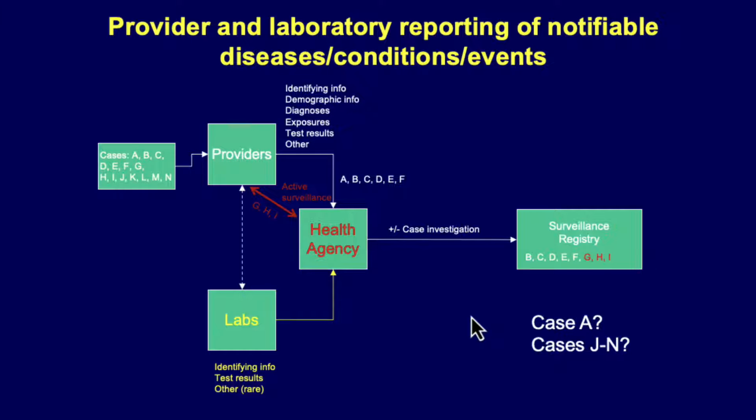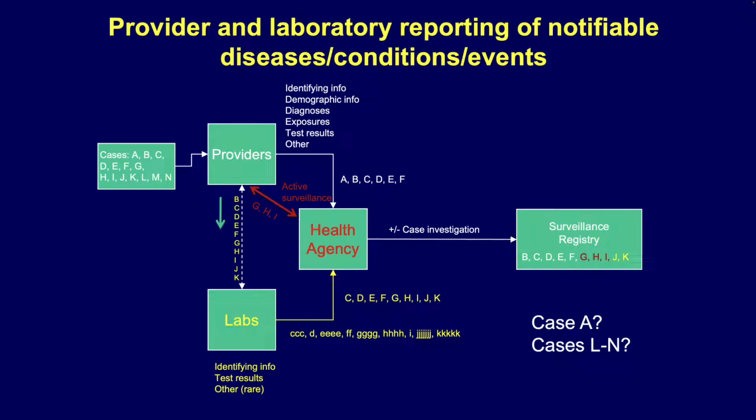It may be that for this particular notifiable condition, the agency also conducts active surveillance. And that is, they're visiting or doing outreach to healthcare providers to identify new cases of the event under surveillance. And here you can see that active surveillance uncovered some additional cases, cases G, H, and I, that were seen by providers but not reported. So this is how those cases now make their way into the surveillance registry.